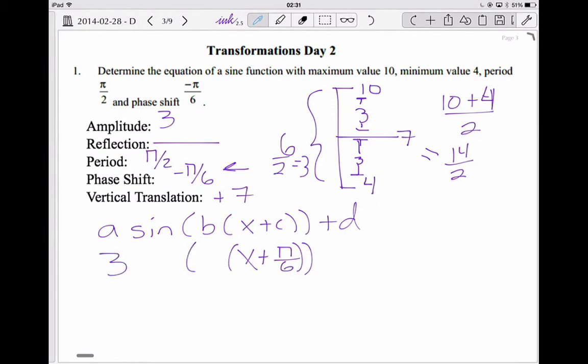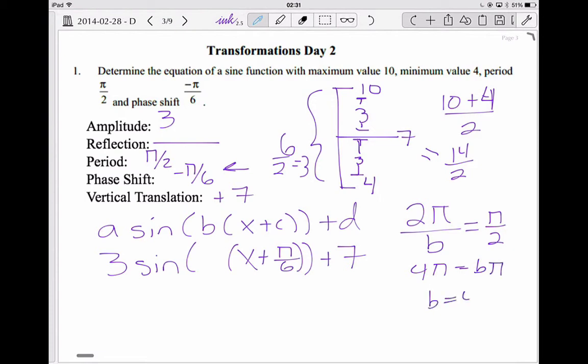Amplitude would be a, so 3 times the sine of blah, blah, blah, plus, and my vertical translation up 7. So the only part that's a little tricky in here now is getting the period to tell me what b is. Remember that you take the original period, which is 2 pi, and because we're talking about x, you divide by that coefficient, and you get your new period, which in this case is pi over 2. So you could do a little bit of cross-multiplying, and you will get 4 pi equals b pi, and that means that b is equal to 4.